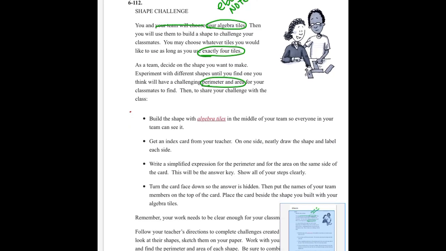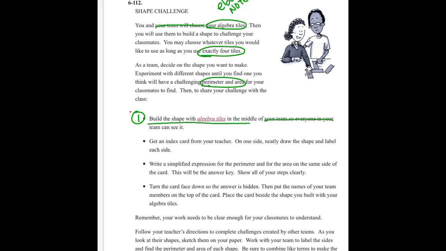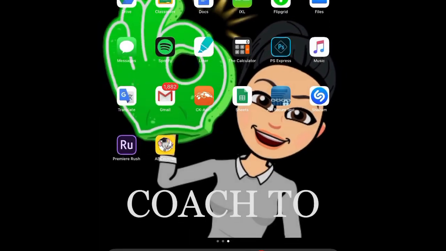And let's go over the steps again. So step 1 is to build the shape using the algebra tiles. You don't need an index card because you're going to do this in your math notebook. And then step 3, you want to write a simplified expression for perimeter and for the area. And that is it. So let's go ahead and get started.